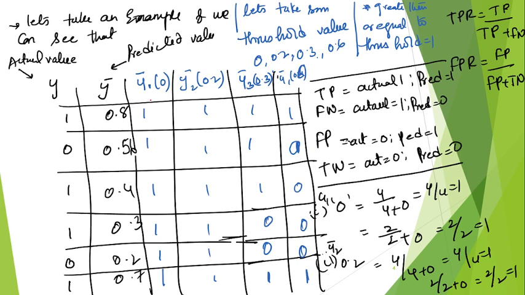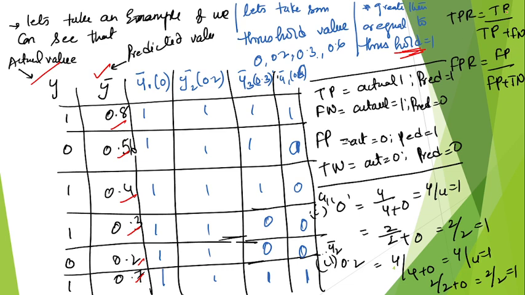Now let's take an example and we will see the values. I have our actual values 1, 0, 1, 1, 1 and my predicted values are 0.8, 0.56, 0.4, 0.3, 0.2, 0.7. Right? And I have taken my threshold values 0, 0.2, 0.3, 0.6, which are already there in the table. Greater than or equal to threshold is equal to 1. Point to remember, once again I repeat: greater than or equal to threshold is equal to 1.